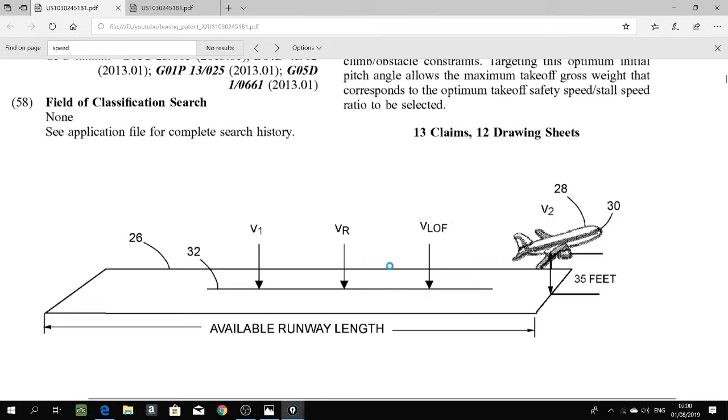Here one can see that V1, VR, VLOF and VREF are written, right? So ignore the numbers like 22, 20, 26, 32, 28, 30, etc. Just consider these four labels. So V1, what is V1? V1 stands for the speed at which the airplane can take off, right? So this is the speed at which there is sufficient flow of air over the wings of an aircraft that the aircraft can get airborne. So this is the V1 speed, right?